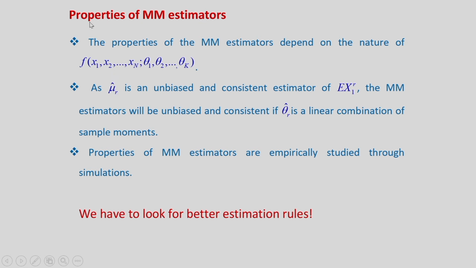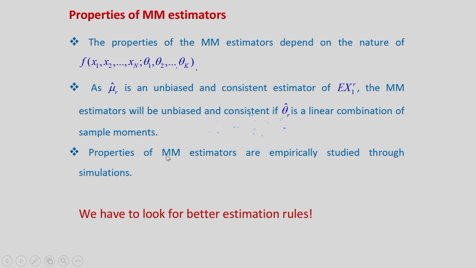Let us tell briefly about the properties of estimators. The properties of estimators depend on the nature of this distribution. So, for each distribution we will have different properties. As mu r hat is an unbiased and a consistent estimator of E of x1 to the power r, that we have already established. The estimators will be unbiased and consistent if theta r hat is a linear combination of sample moments. This is an observation.